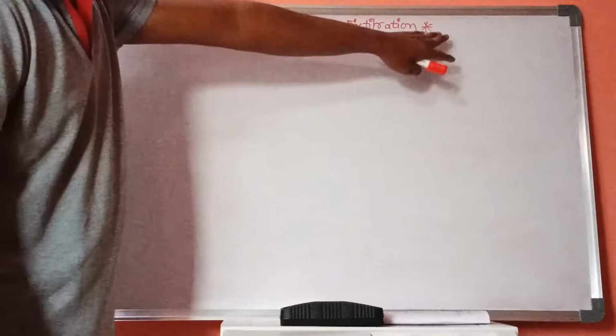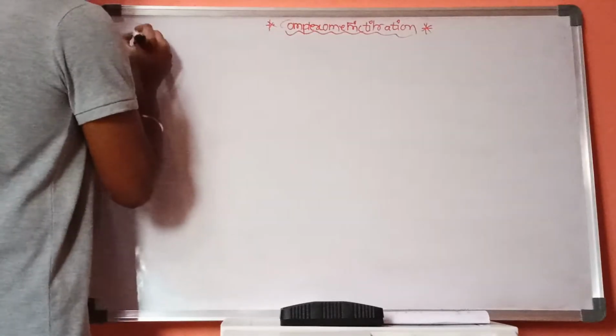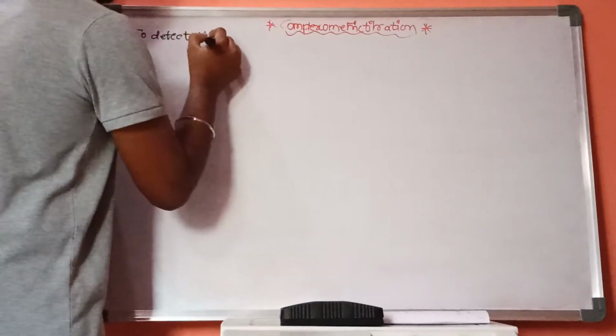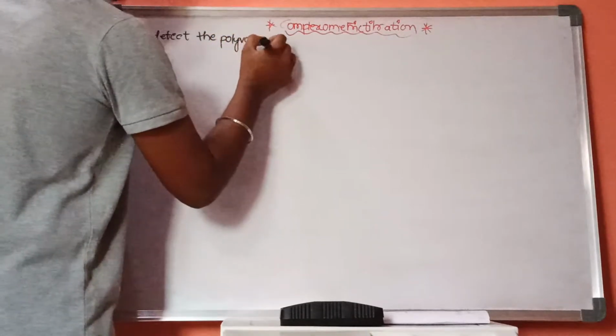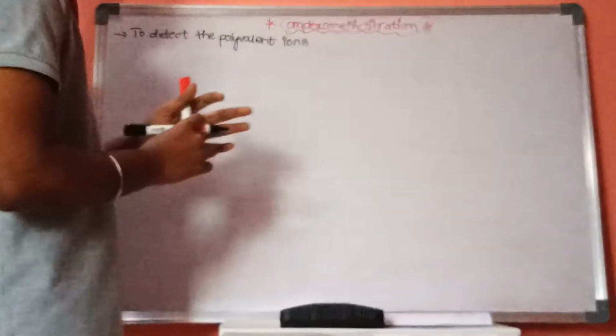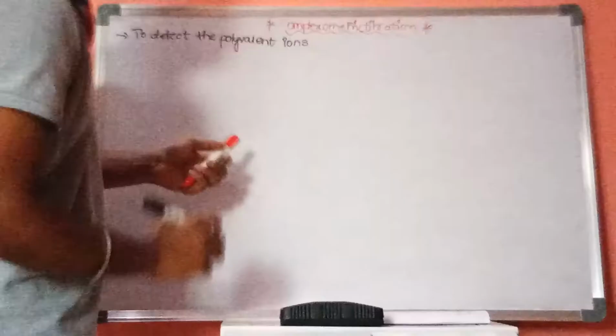For identifying the polyvalent ions. To detect the polyvalent ions. These complexometric titrations are useful for detection of polyvalent ions. Now let us consider one situation.